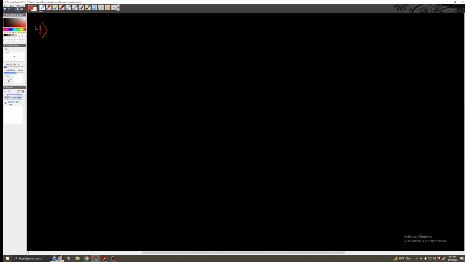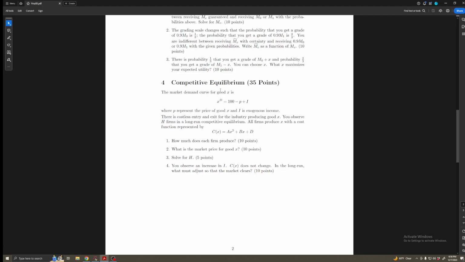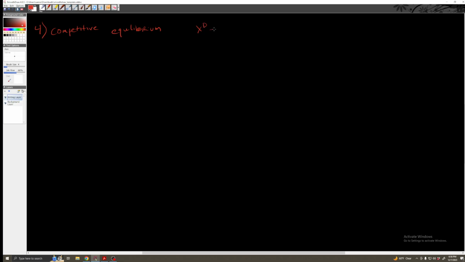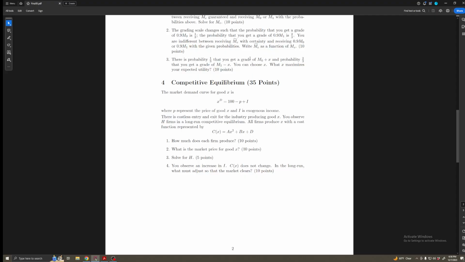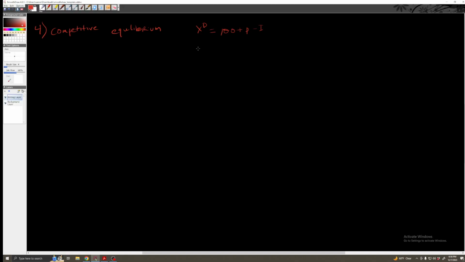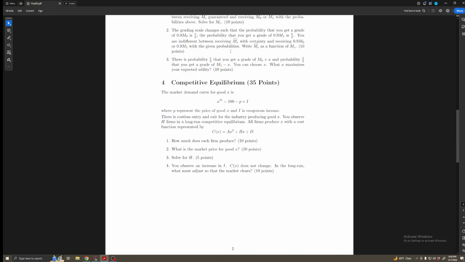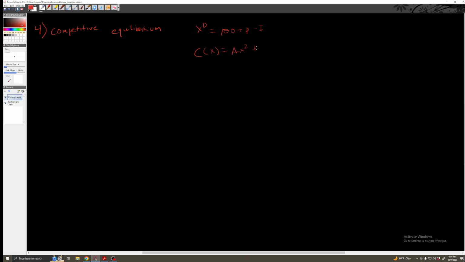So this is question 4, competitive equilibrium. I'm going to write out all the information we're given here. We have the quantity demanded, which is 100 plus P minus I. Costless entry and exit. Here's our cost function. The total cost function is C of x equals ax squared plus bx plus d.